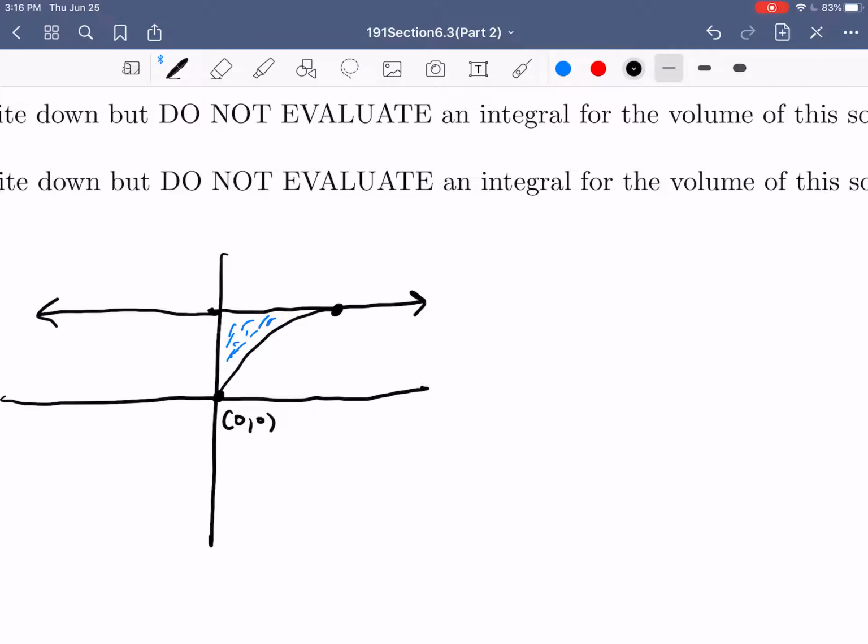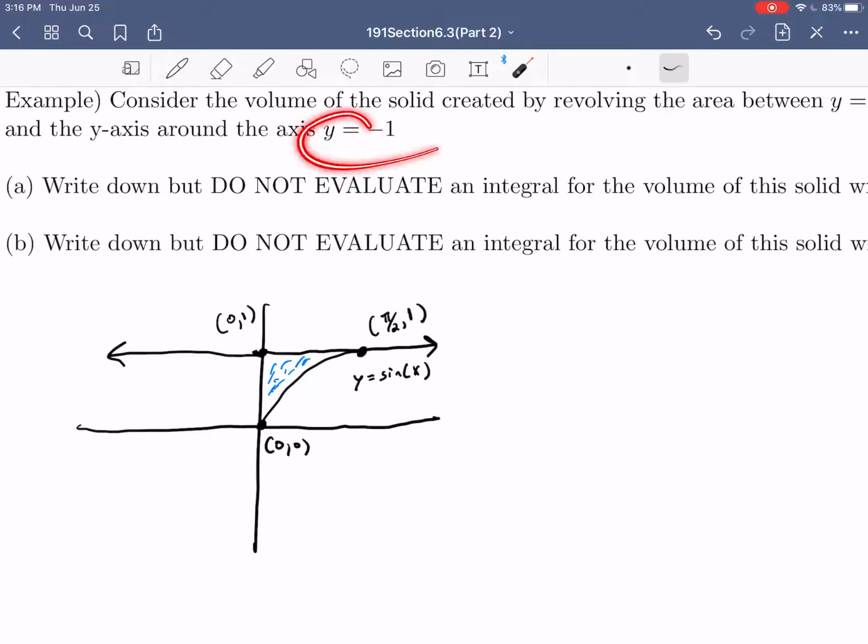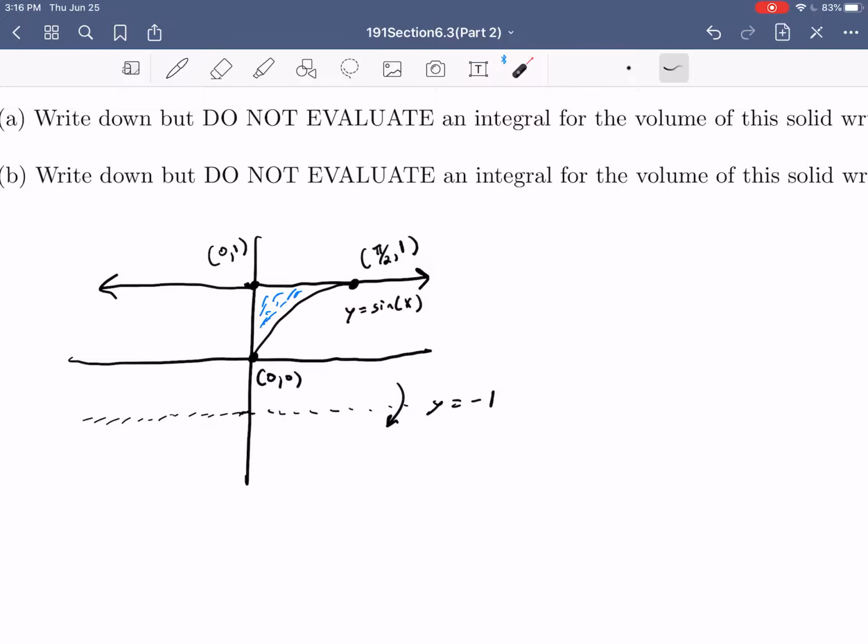Where does sine of x run into that y equals 1? I suppose we could set up the equation, but we should know that that's going to be at pi over 2, comma 1. And of course, that right there is 0, 1. And then that equation is y equals sine x. Okay, and then let's put our axis of revolution, which is negative 1. That's going to be down here. So there's y equals negative 1, and we're revolving around that. So this time we have a horizontal axis as opposed to the vertical axis in the previous problem.